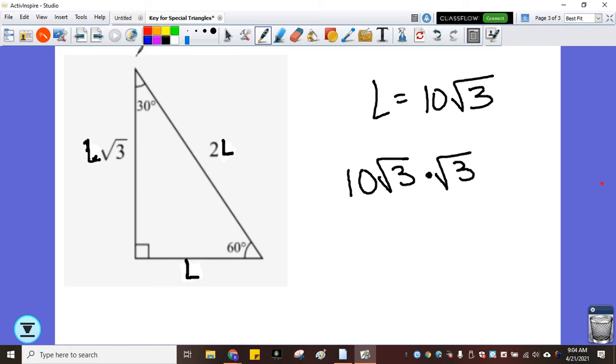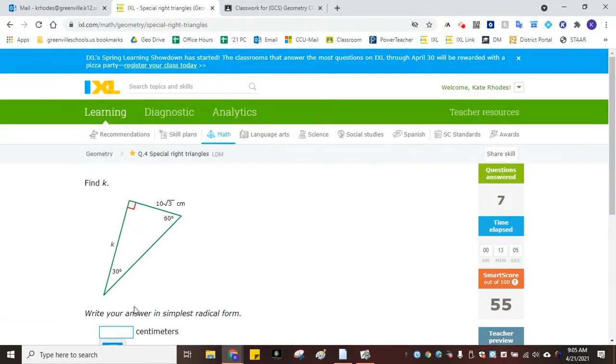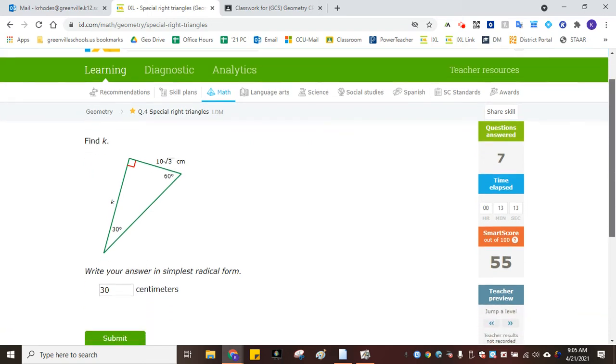All right, that sounds a little confusing. So we're trying to find the long side. The long side is L times the square root of 3. L is 10 square root of 3, so I plugged that in for L. And then you multiply what's under the radical. So this will be 10 square root 3 times 3 is 9. And the square root of 9 is 3. So 10 times 3 is 30. Whoops. Something didn't sound right. No, that's right.